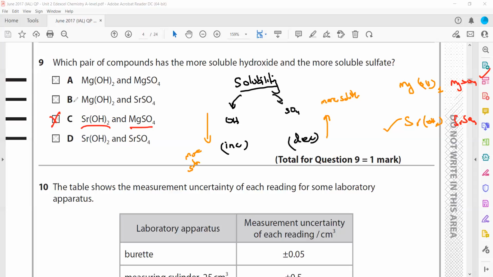So the trend you have to learn is that for hydroxide, as we go down the group, the solubility increases. Whereas for sulfates, as we go down the group, the solubility decreases.